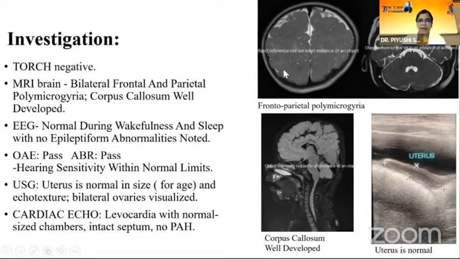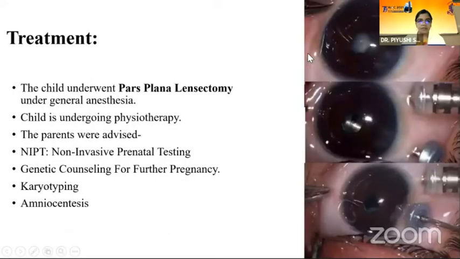MRI showed bilateral frontal and parietal polymicrogyria, and corpus callosum was well developed. The child underwent pars plana lensectomy under general anesthesia and is undergoing physiotherapy. And the parents were advised non-invasive prenatal testing, genetic counseling for further pregnancy, karyotyping, and amniocentesis.